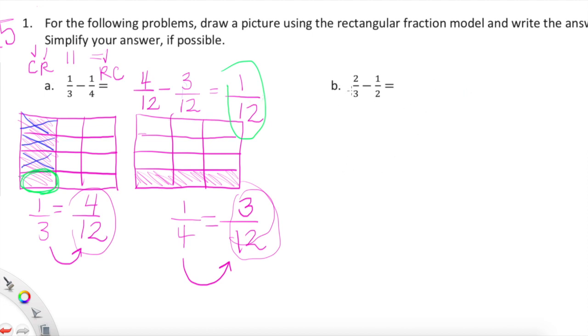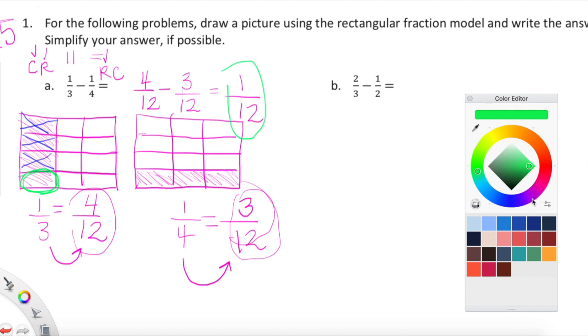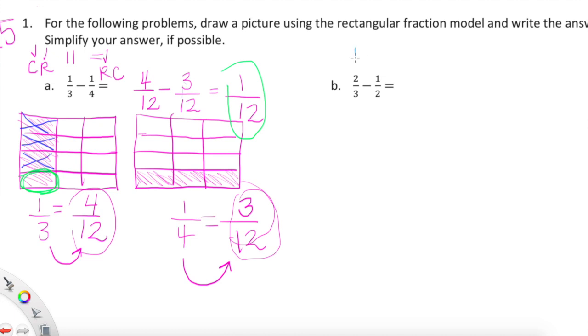Okay, let's take a look at this one here, you guys. Bye, buds. Let's look at 2/3 minus 1/2. We'll go ahead and change our colors. We're going to model columns and rows. We're going to model just as we have been, CR for our first fraction, and then RC for our second, meaning columns first and then rows for our second fraction, rows then columns. So it all starts with 2 rectangles.